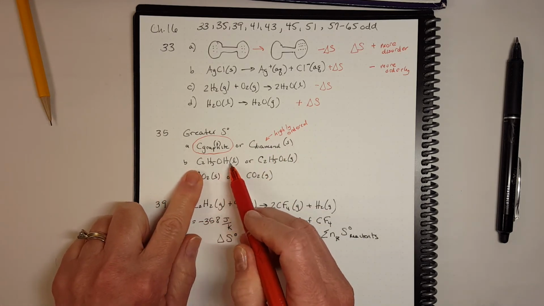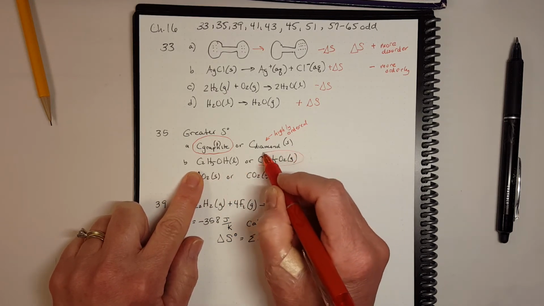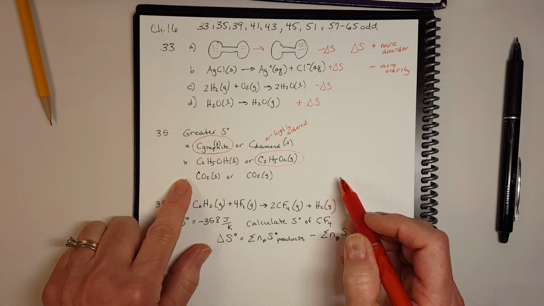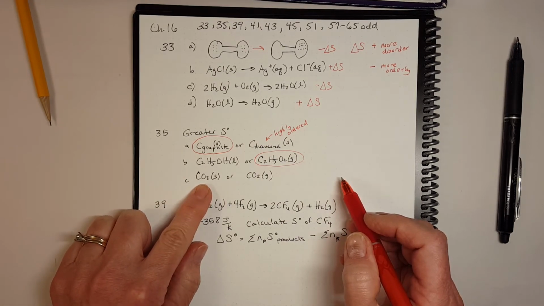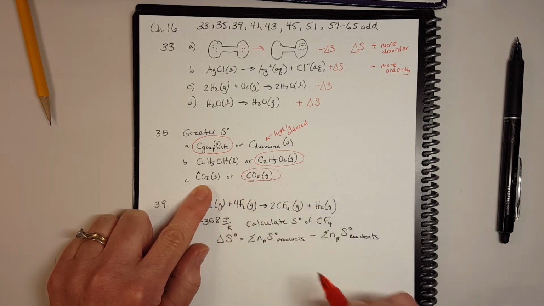Okay, we have ethanol liquid and ethanol gas, which has the greater disorder? Always the gas of two of the same compounds. And we have CO2 solid, which is dry ice, or CO2 gas. CO2 gas would be the more disordered.